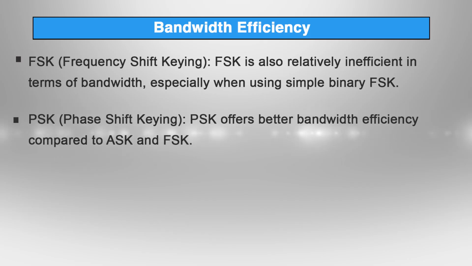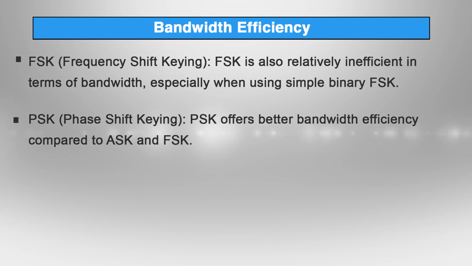Now, phase shift keying. For bandwidth efficiency, PSK offers higher bandwidth efficiency than ASK and FSK. Binary PSK has a bandwidth that is equal to the bit rate, while higher order PSK schemes like quadrature PSK can transmit 2 bits per symbol with the same bandwidth. Application context. PSK is widely used in digital communication systems where efficient bandwidth utilization is critical, such as in satellite and wireless communication systems.